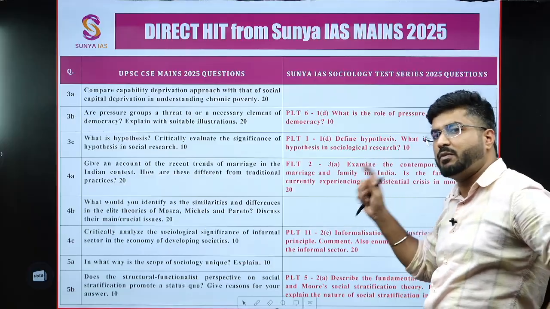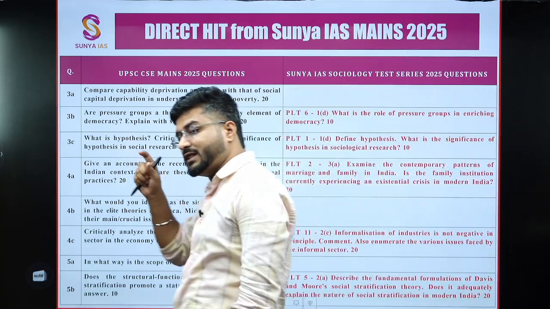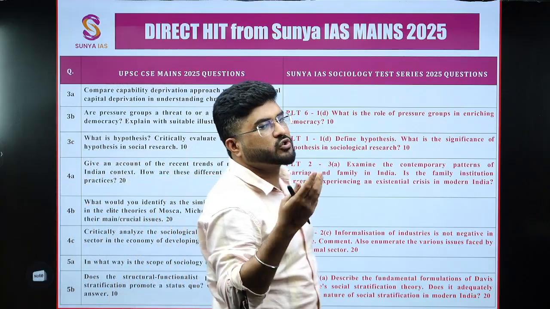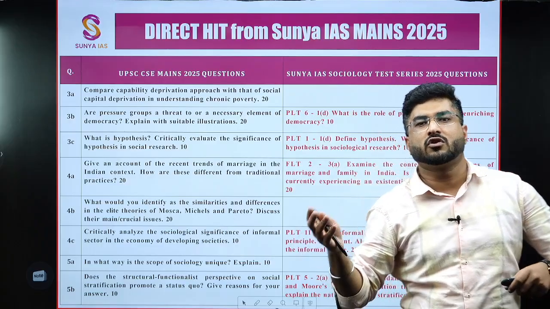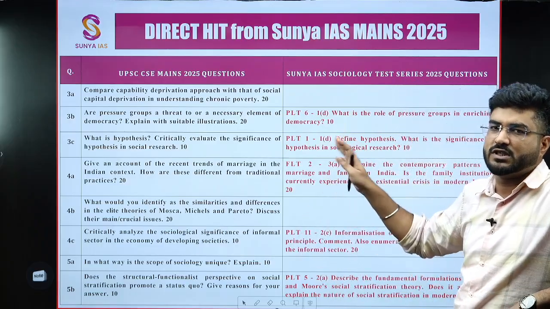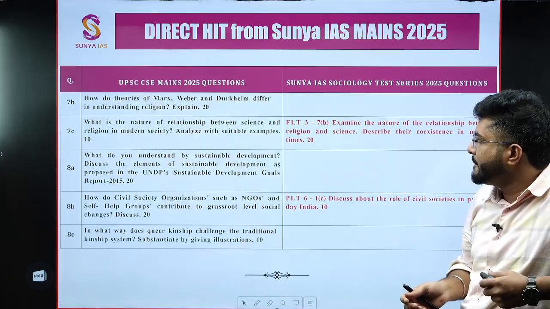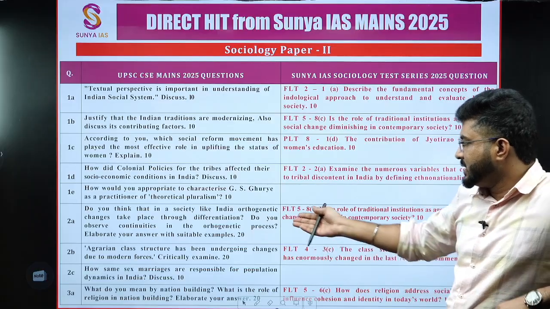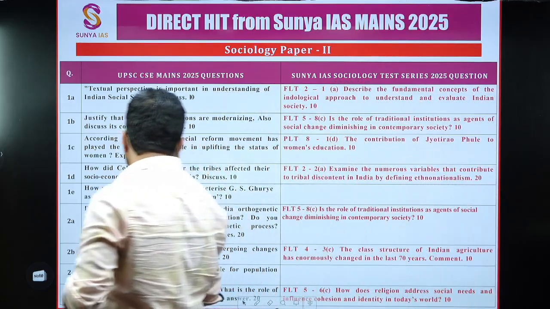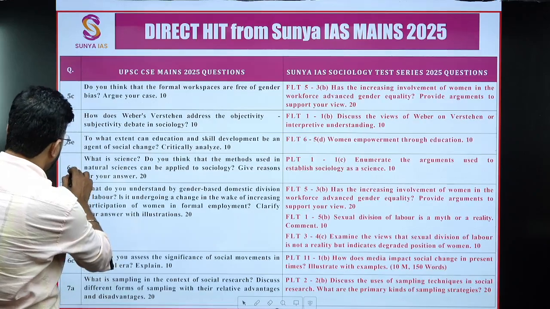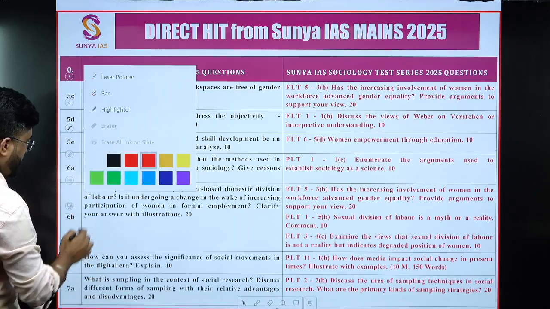Because we have kept focus on the basic themes, and with that focus on the basic themes we try to enrich our students in analyzing the contemporary relevance or contemporary form of the different concepts in the question. Not only in Paper 1, we have asked similar questions in Paper 2 also. For example, take this 2B question: agrarian class structure has been undergoing changes due to modern forces. This is a particular question given by UPSC this time.